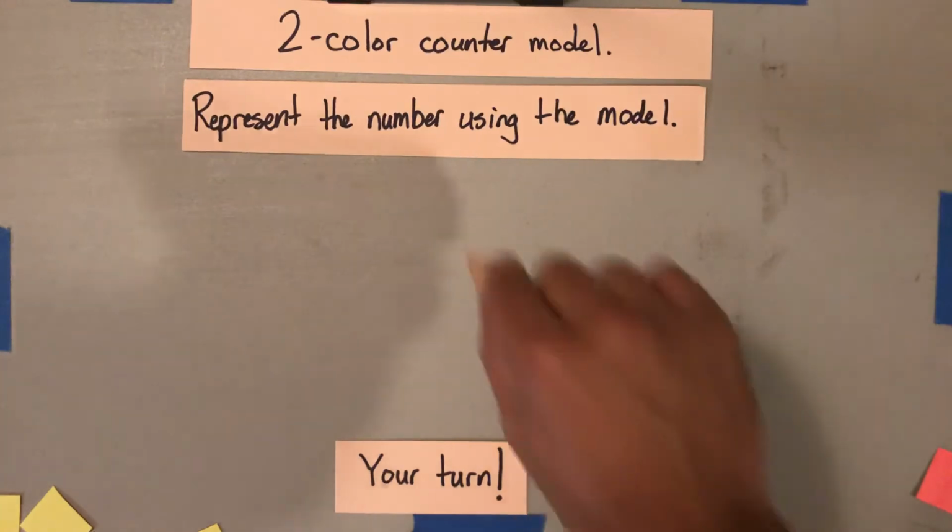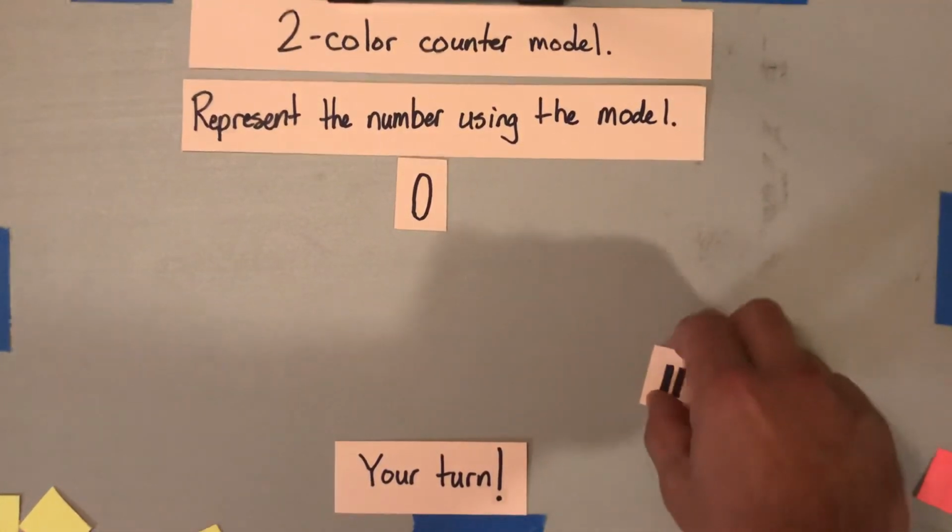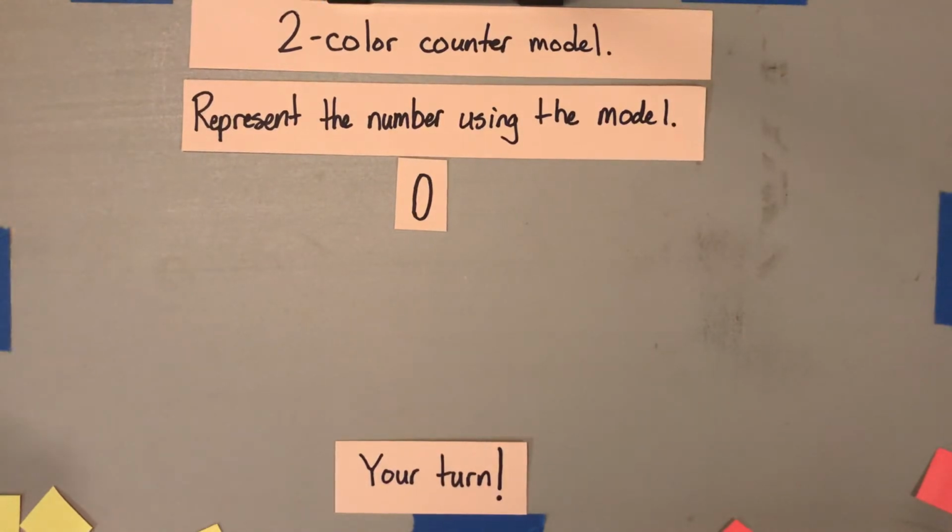Okay, and of course, we have to give you that challenge right there. Before you hit the pause button, I want to see you represent 0 in 2 different ways. There's space on your notes for you to draw 2 different representations of 0. All right? We're going to pause.